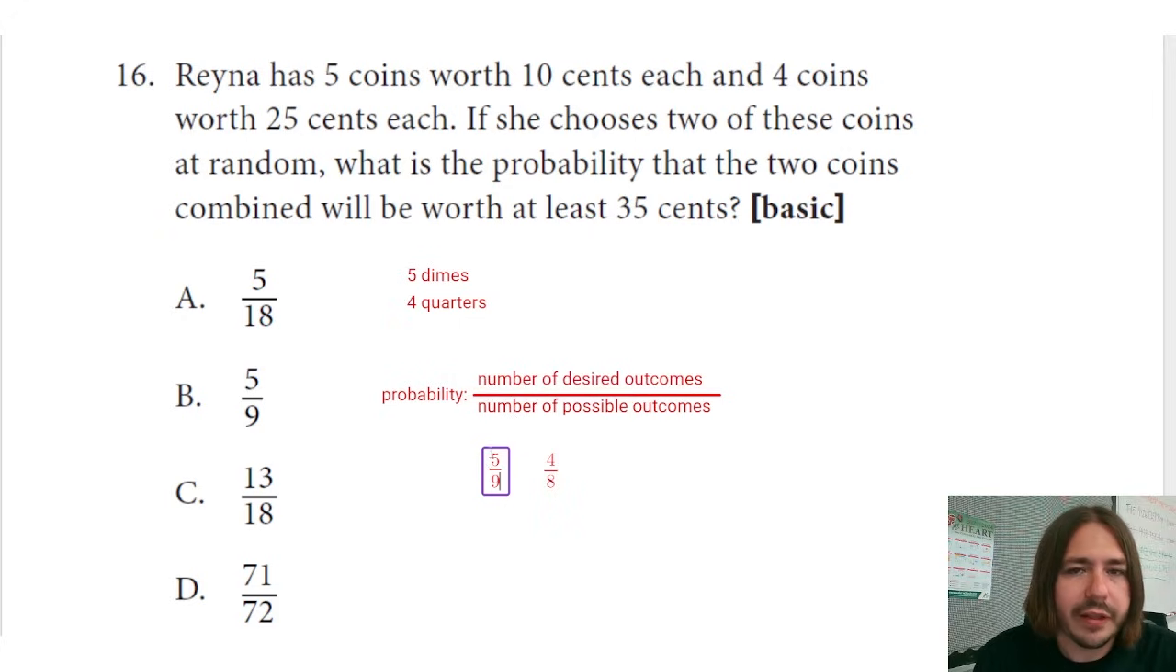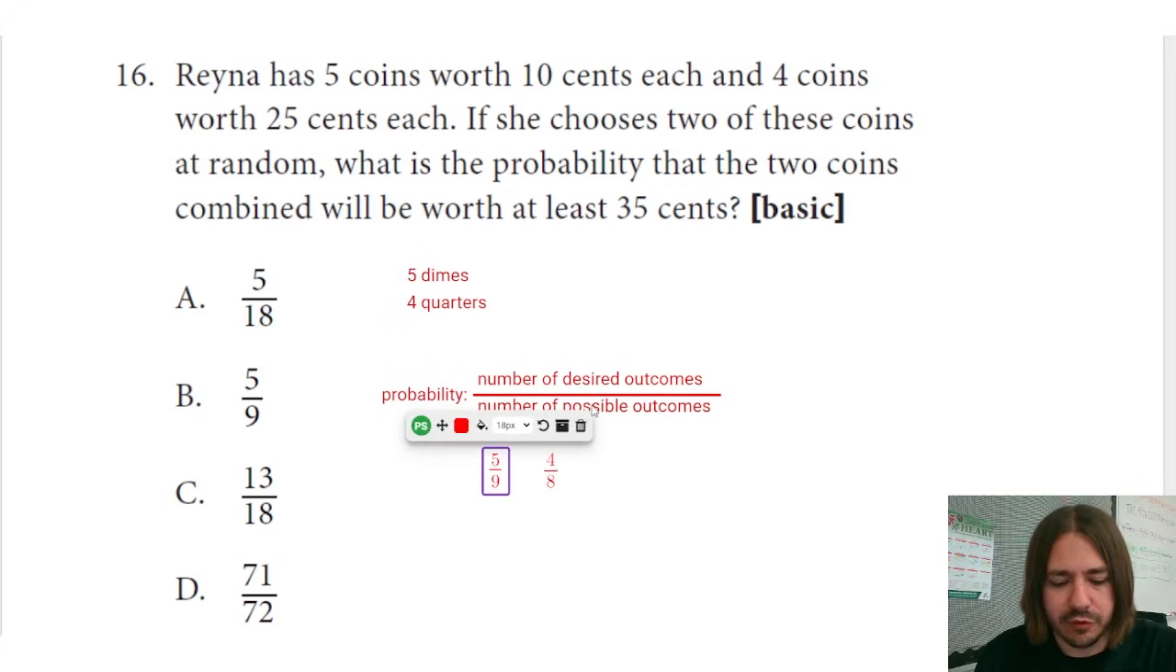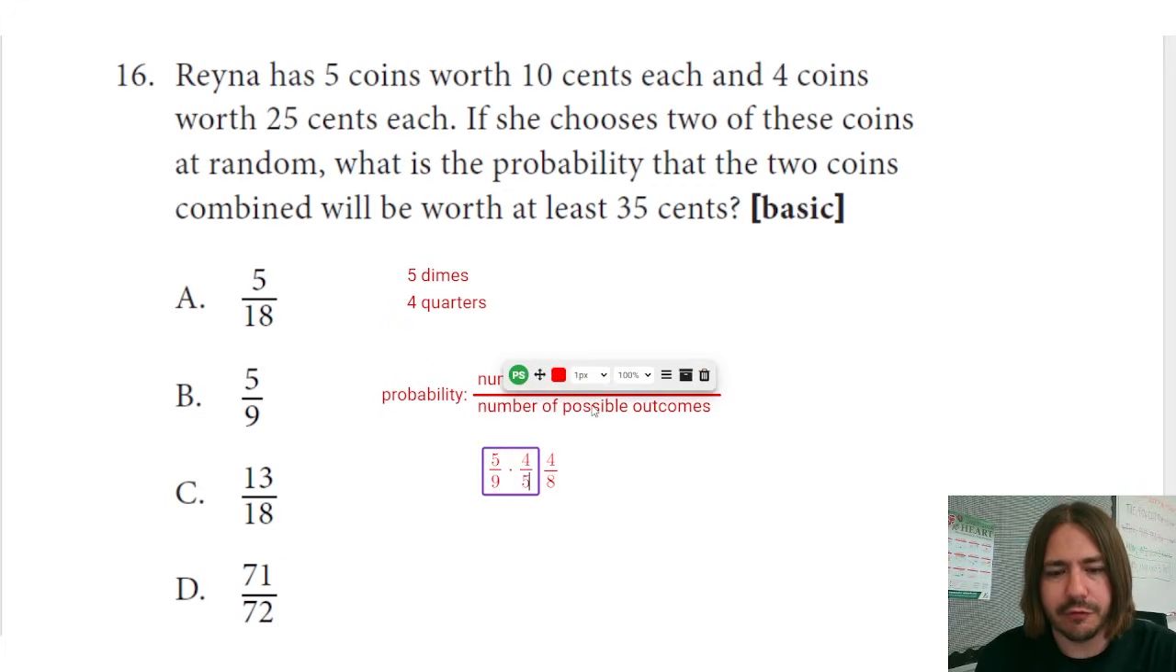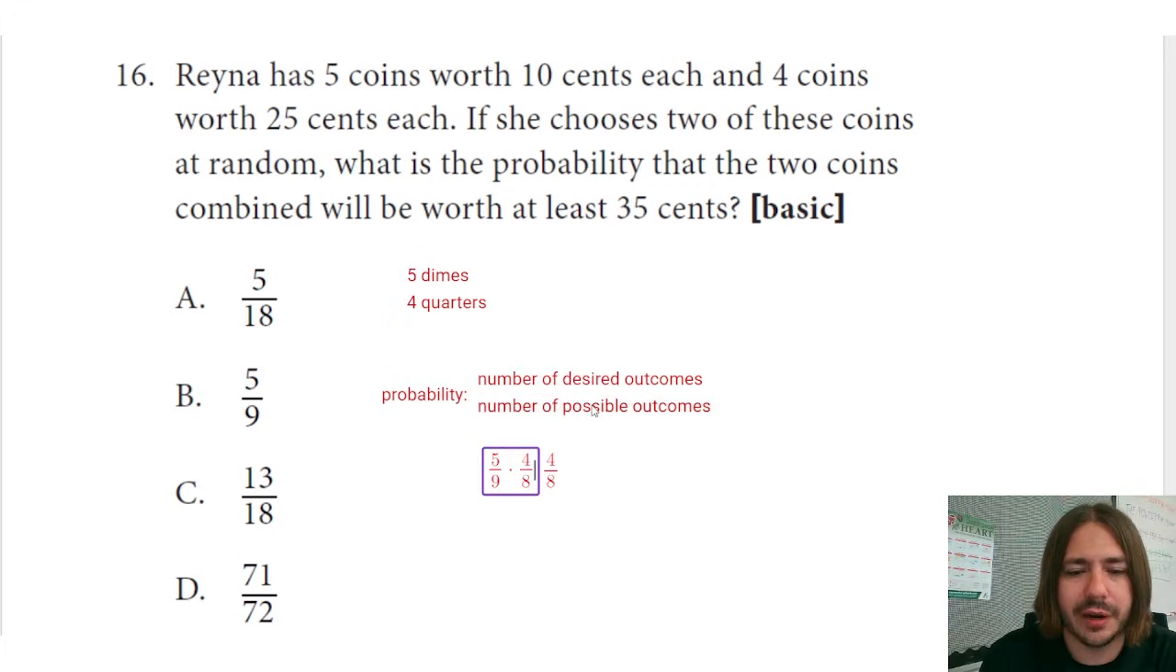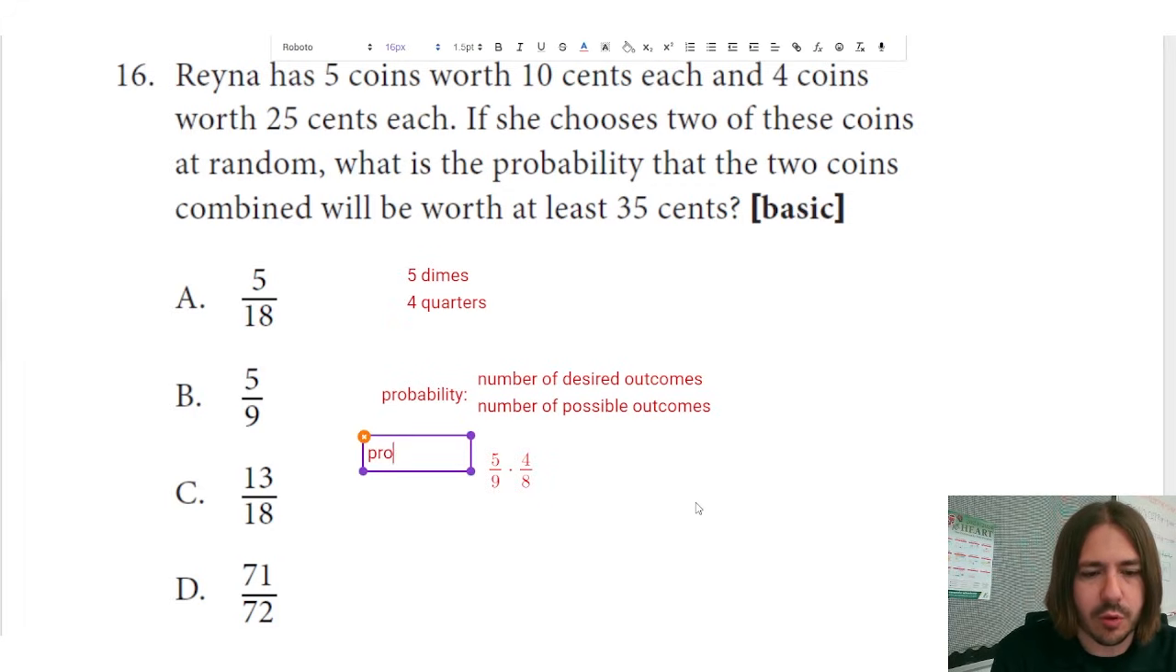Okay, so if I multiply these fractions, what this is going to give me is the probability of picking 2 dimes in a row. So I'm going to say times 4/8, which is really just 1/2, but I'm not even going to bother reducing it because these numbers are small anyway. Okay, so let me make a note here. Here is the probability of picking 2 dimes in a row.